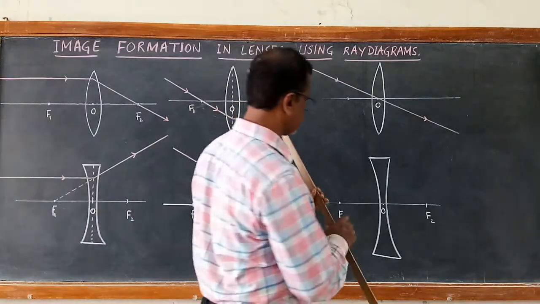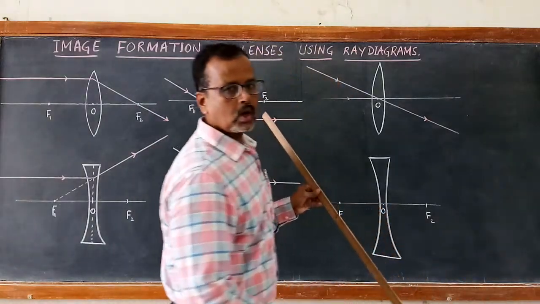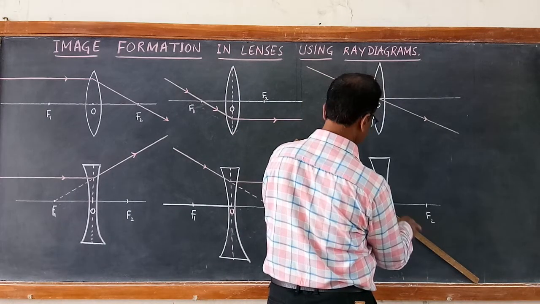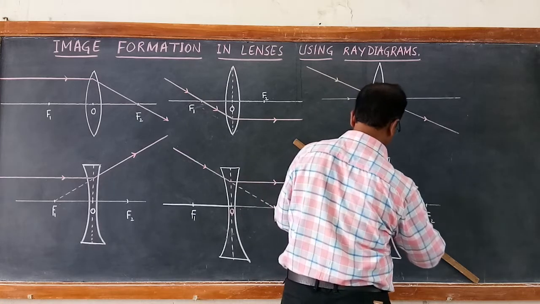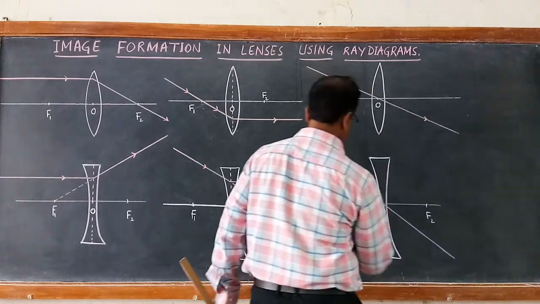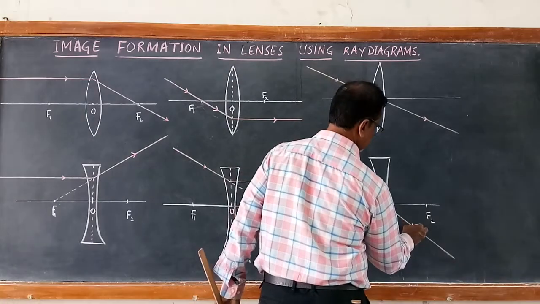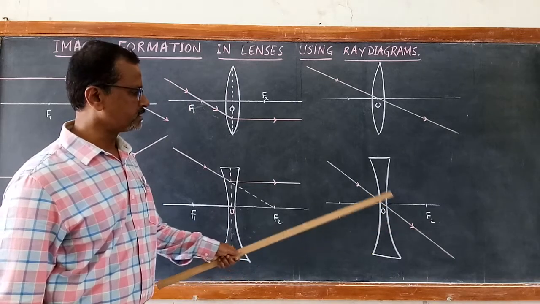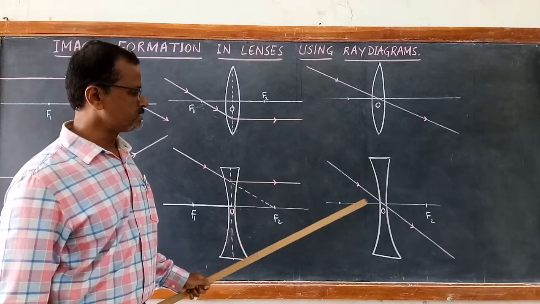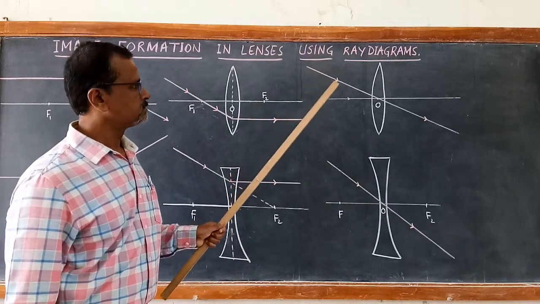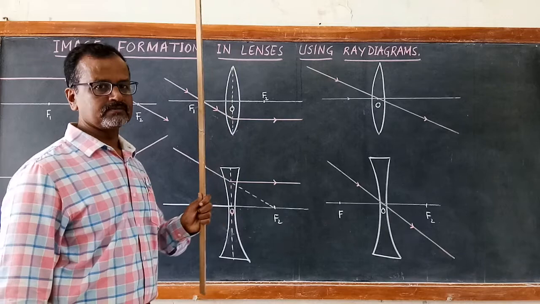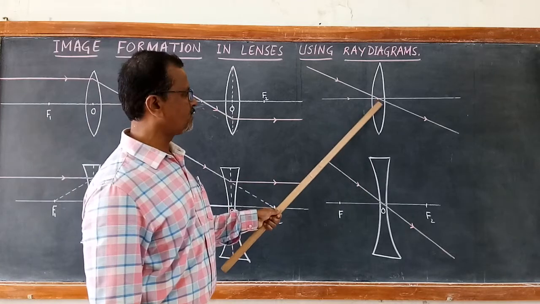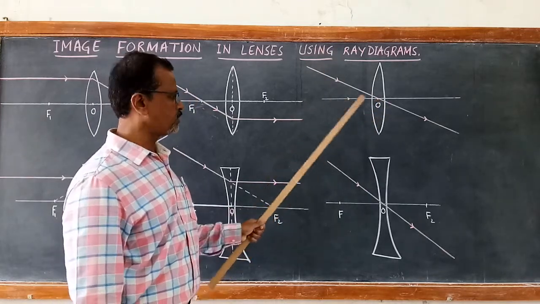Now the ray passing through the optic center, even through a concave lens, goes undeviated. These are the three important diagrams you must remember. Here it doesn't undergo any refraction, it goes undeviated. Why is it so? We'll learn it later. Once we learn the property of a prism, then we will come to know why the ray of light passing through the optic center does not undergo refraction.